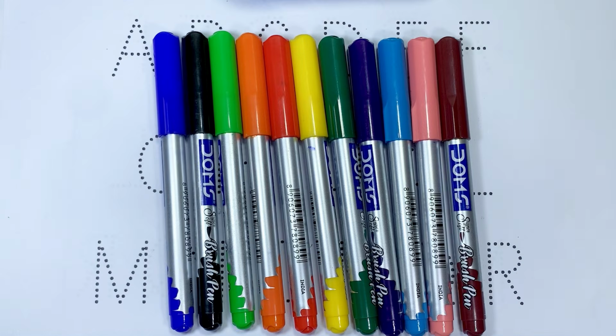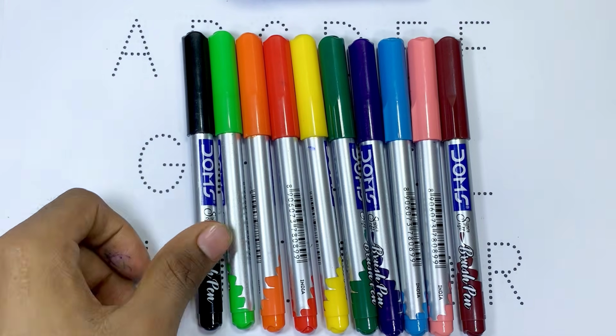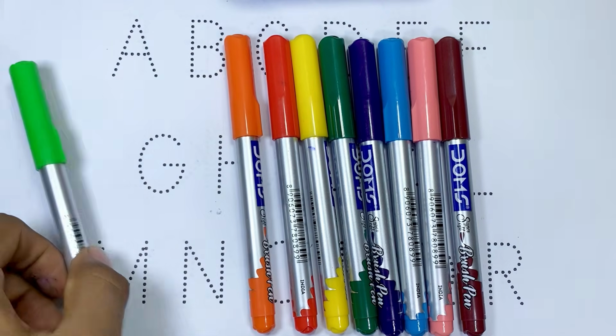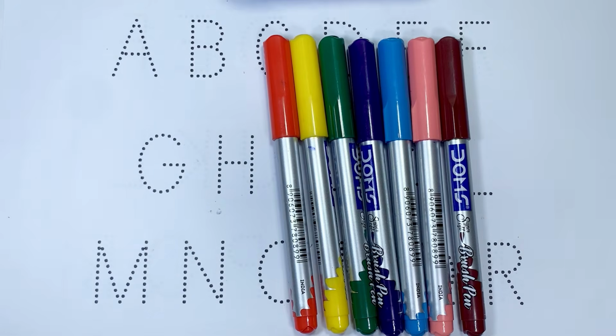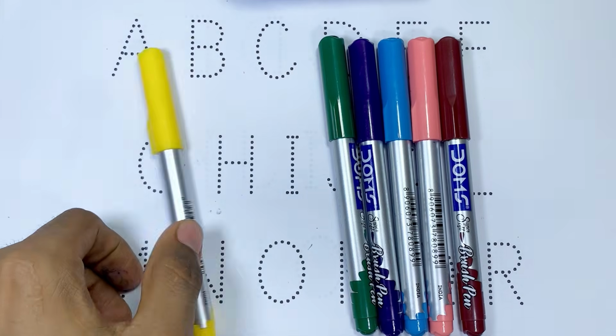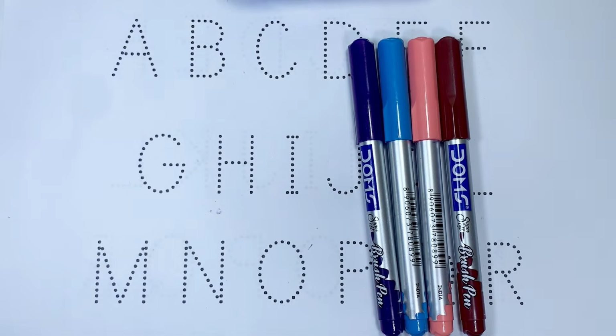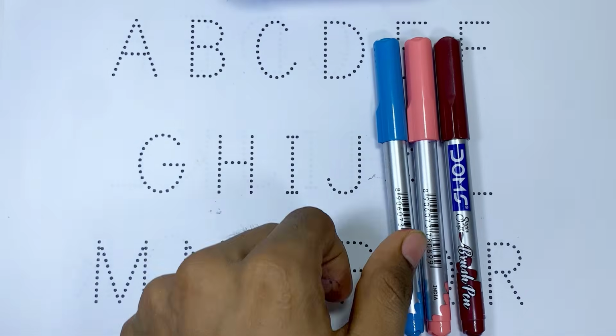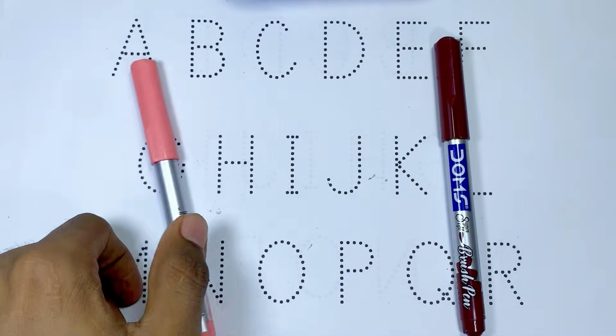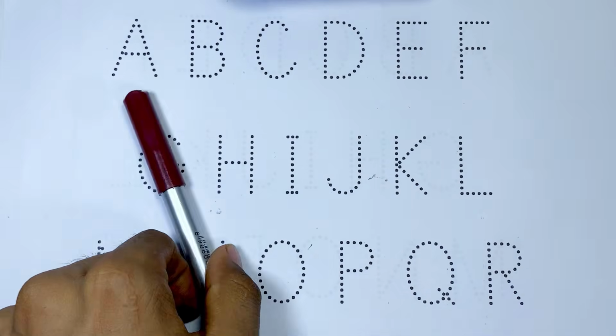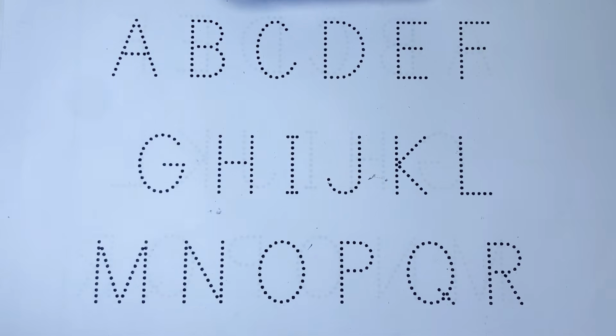and 10. Color, blue color, black color, light green color, orange color, red color, yellow color, green color, purple color, sky blue color, light pink color, and brown color. So kids, now you draw A.